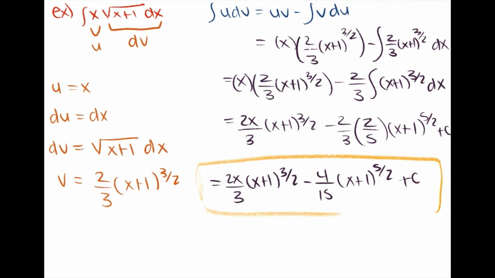So it was a bit of a thought process to see what to pick for my u and what to pick for my dv. But again, I looked at my goal. I just wanted to make my right-hand side easier to solve, and that's what I did, which got me to my final answer.